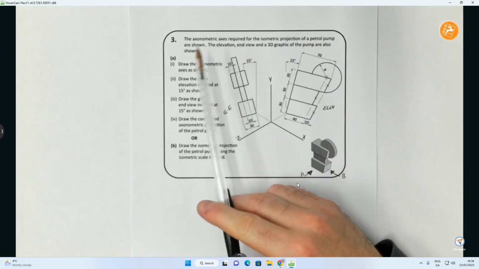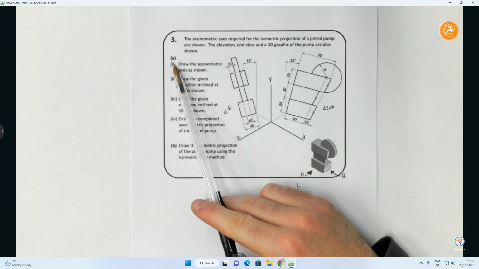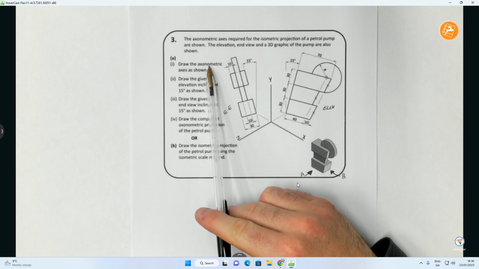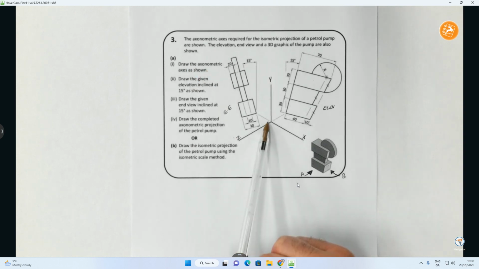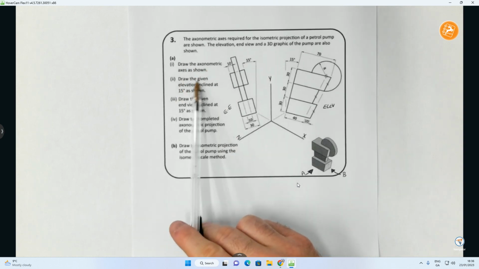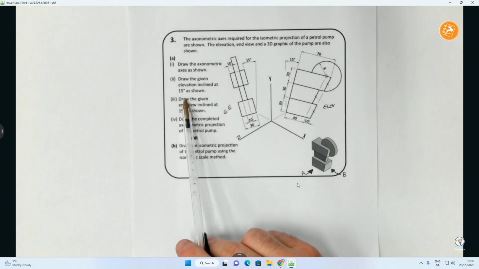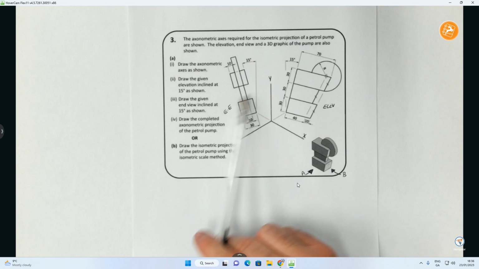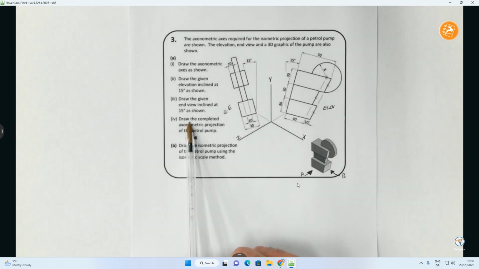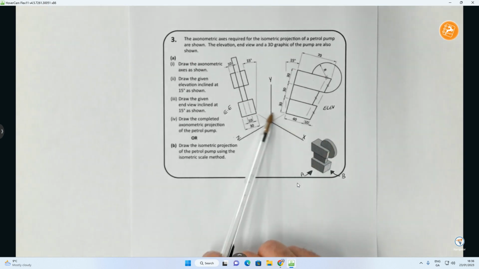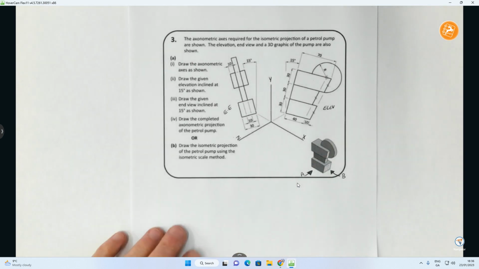What we have to do for part A is we have to draw, in part 1, an axonometric axis as shown, y, z, and x. Then we have to draw the given elevation inclined at 15 degrees. So we draw this one first, then draw the given end elevation inclined at 15 degrees over here, and then draw the completed axonometric projection, which is going to be this guy here, inside in here. So that's where we're going to start, starting off by putting in our y, our z, and our x axis.